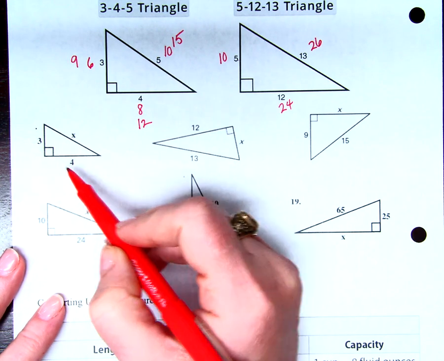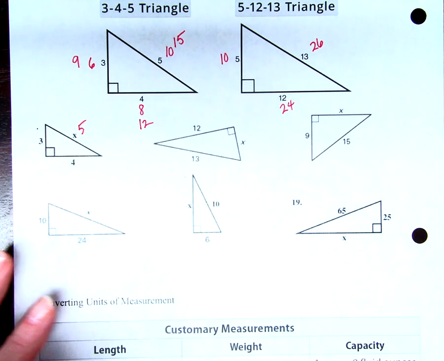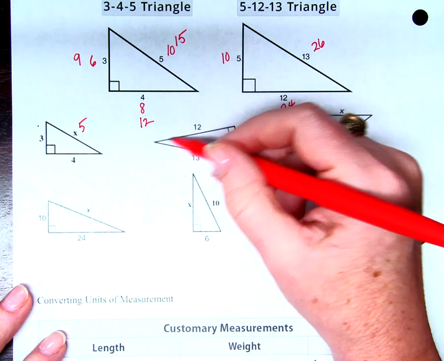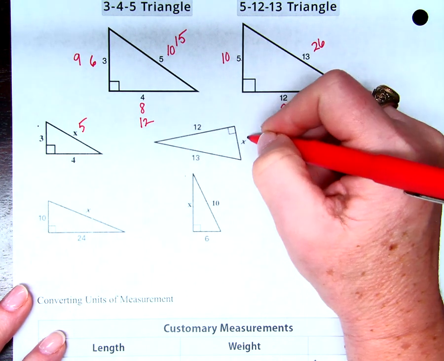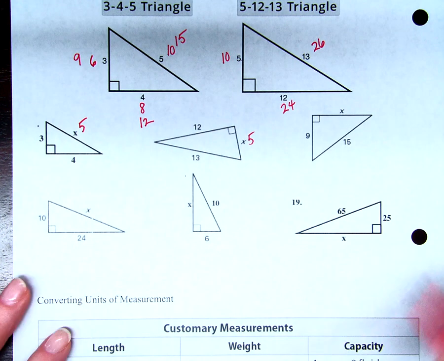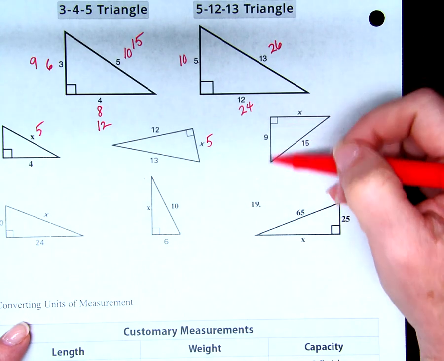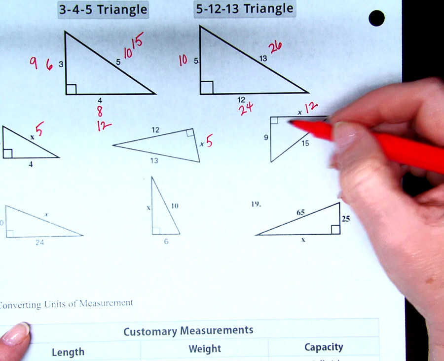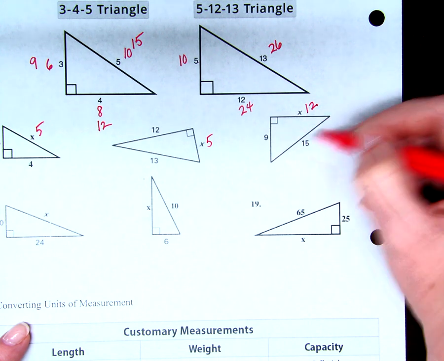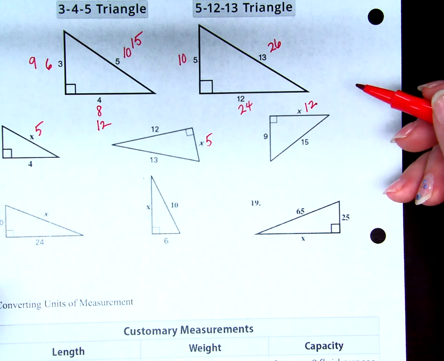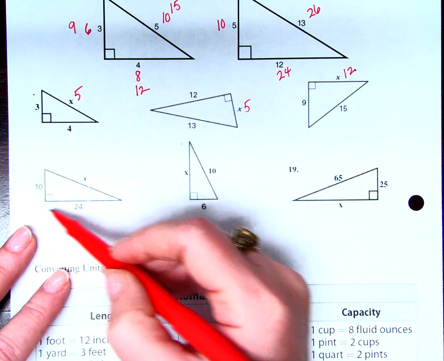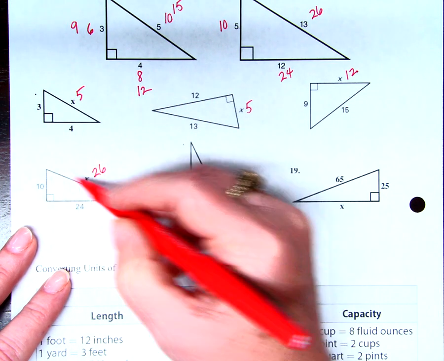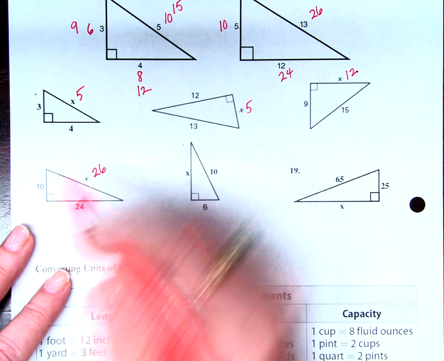If this leg is 3 and this is 4, what's this one? 5. Could we have done the Pythagorean theorem to figure that out? Yes. If this leg is 12 and this hypotenuse is 13, what's this leg? 5. If this leg is something and this leg is 9 and this is 15, what's this leg? 12. Because 3, 4, and 5 all multiplied by 3, right? Okay. What about this one? Oh, we kind of already did that one over here, right? 26. Because that's a 5, 12, 13 problem, all multiplied by 2, right?